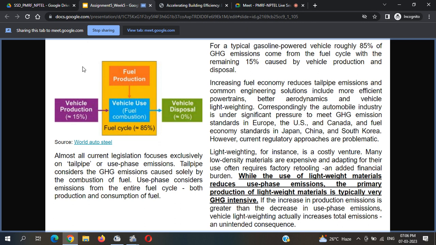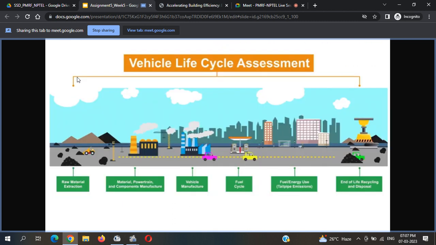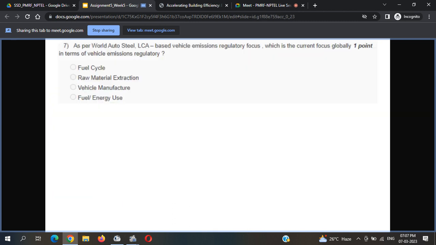So this is what this question tries to pull your attention towards: it is okay to reduce emission in one stage, but if you want to focus on reducing overall emissions related to any product, you have to focus on the overall life cycle of the product, not just one stage. So I think it is clear to us where the focus lies right now and how it needs to change.